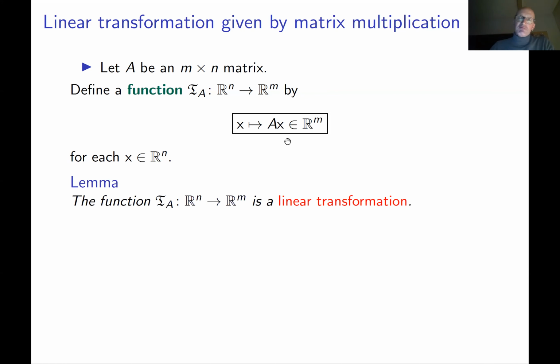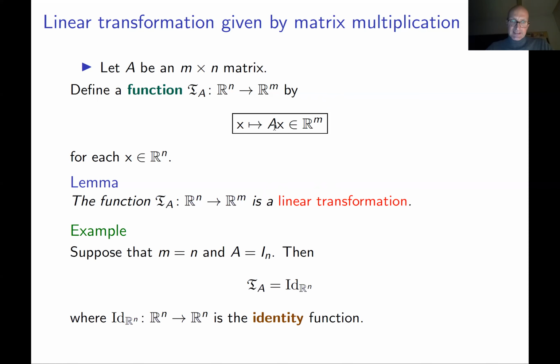So for example, we can immediately see that the first property is satisfied. Why? Take zero vector. Zero goes to A times zero, but A times zero vector is zero vector. So zero goes to zero. We checked the first property. The remaining two can be checked in a similar way using basic properties of matrix multiplication.